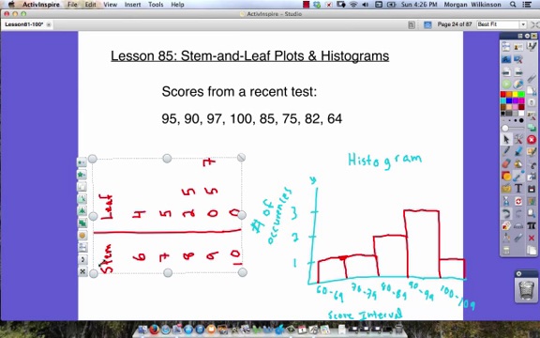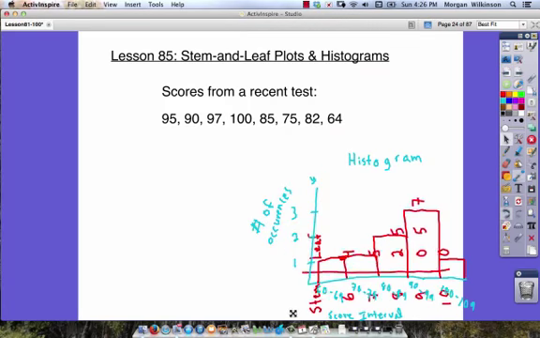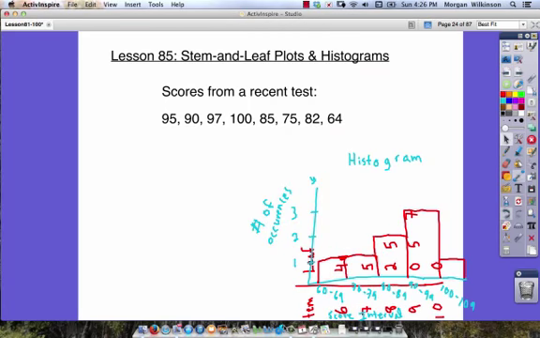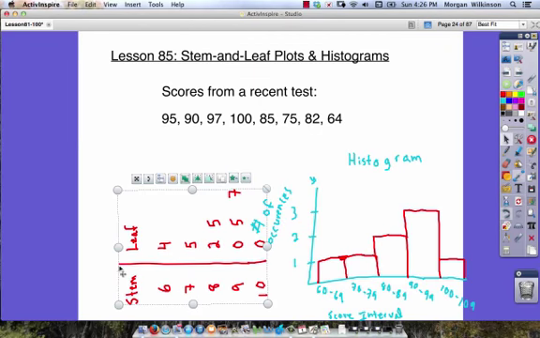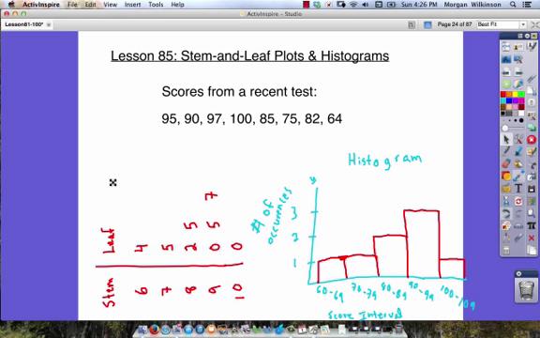And if we moved it over and put it right on top, well, they're not exactly the same spacing, but you can see that a stem and leaf plot on its side is the same exact thing as a histogram. Now, let's look at a few examples.